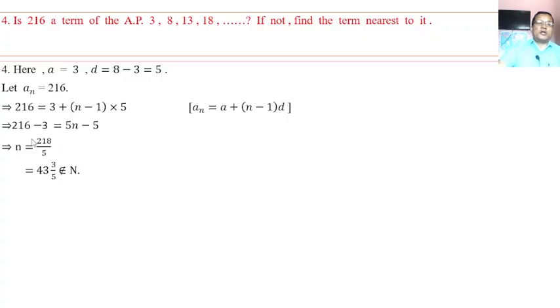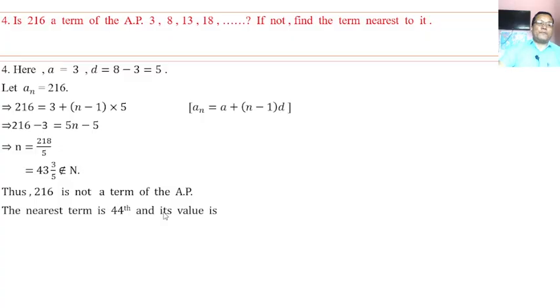Thus 216 is not a term of the AP. The term nearest to it is the 44th term, and its value is a_44. We get this. Solve we get 218.